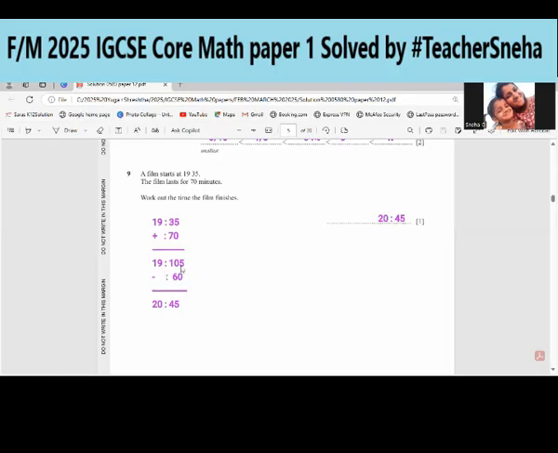Now we all know that 1 hour is 60 minutes. So 105 minutes minus 60 will give us the answer 45. And this 60 minutes is carried forward into the hours. So 19 hours becomes 20 hours. So 20 hours, 45 minutes is the time when the film ended.